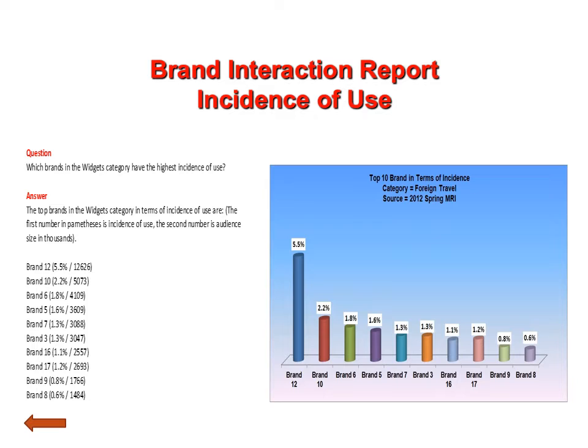In this particular slide, the question is, which brands in the widgets category have the highest incidence levels? The answer lists the top 10 brands, and next to each brand in parentheses, it tells you the incidence level and the audience size in thousands. At the bottom of the page is an arrow, which when clicked will take you back to the table of contents.